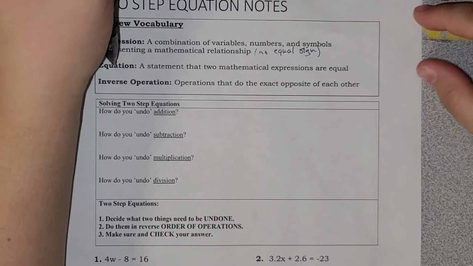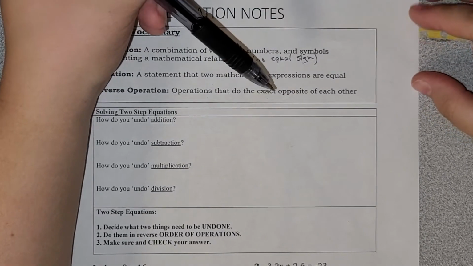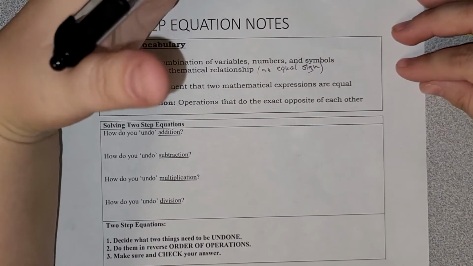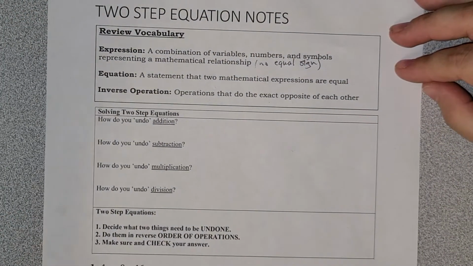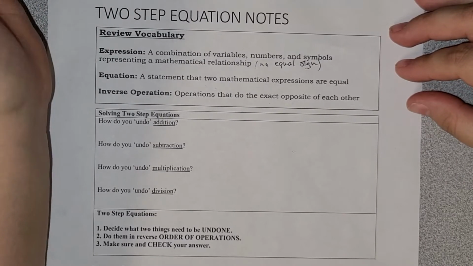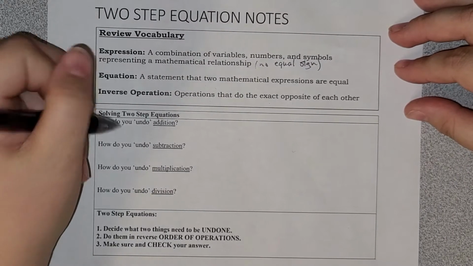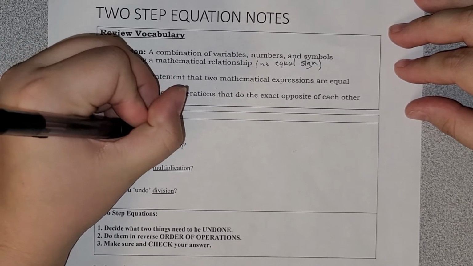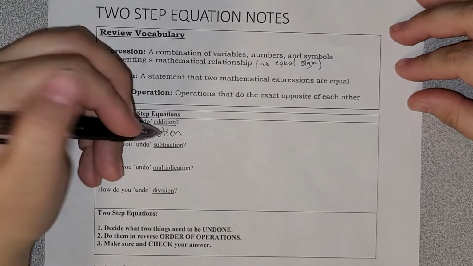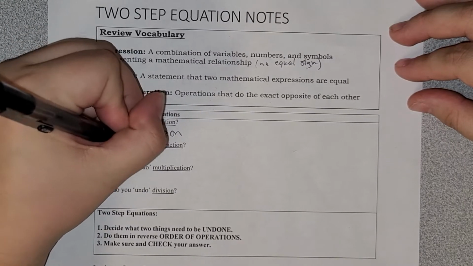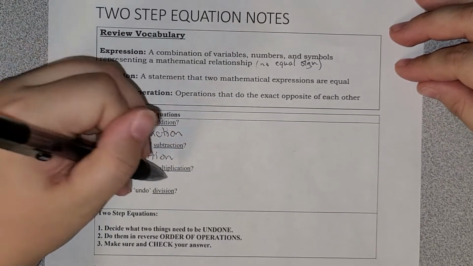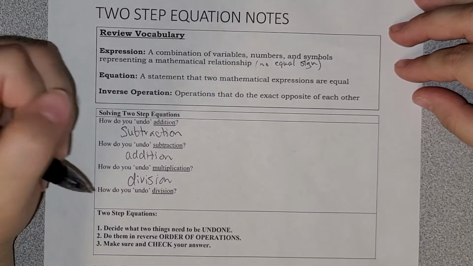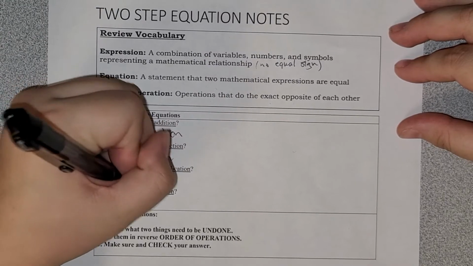Inverse operations are operations that do the exact opposite of each other. That's a big deal, because in order to solve equations, we have to do the inverse operation. The inverse operation, or the undoing, of addition would be subtraction. You undo subtraction with addition. You undo multiplication with division. And you undo division with multiplication.